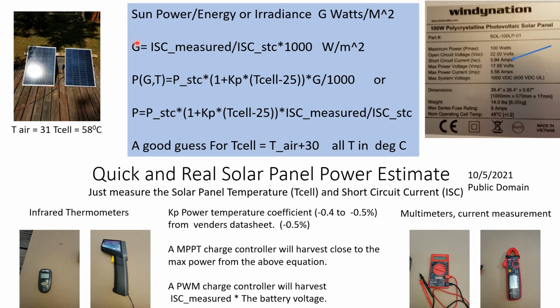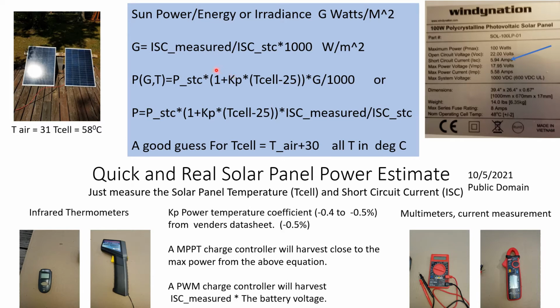These are all the equations you need to estimate how much power you can get out of your solar panel. I'm using here a Windy Nation 100-watt solar panel with a short circuit current under standard test conditions of 5.94, we'll call it 6 for the fun of it. That number and the 100 watts are the two numbers I need to know from the solar panel to calculate how much power it should put out.